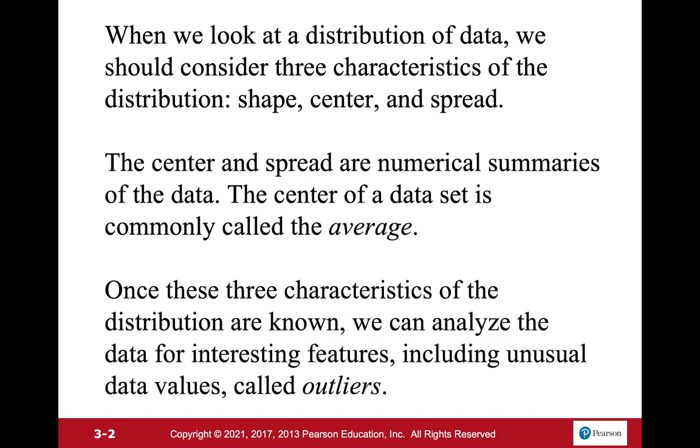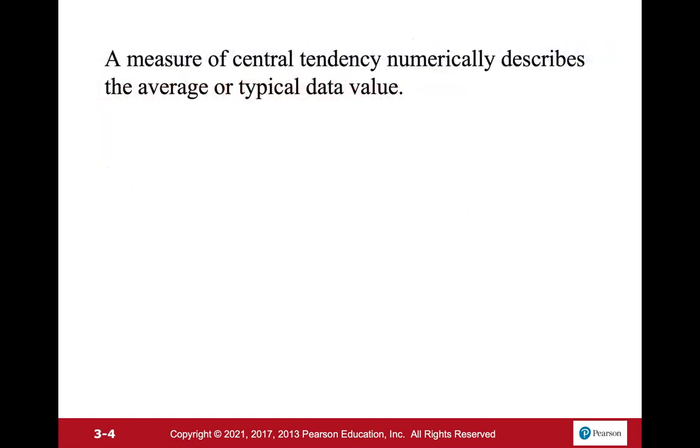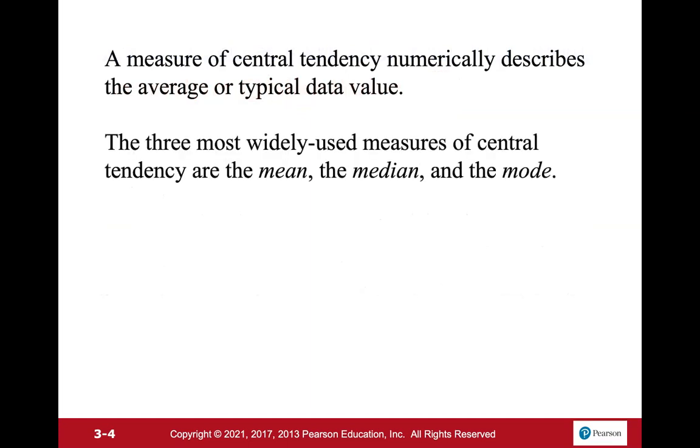Once these 3 characteristics of the distribution are known, we can analyze the data for interesting features, including unusual data values called outliers. So once we find these numbers out, there's a lot of different things that we could do with them. This section specifically is going to talk about the measures of central tendency. A measure of central tendency numerically describes the average or typical data value. The 3 most widely used measures of central tendency are mean, median, and mode.